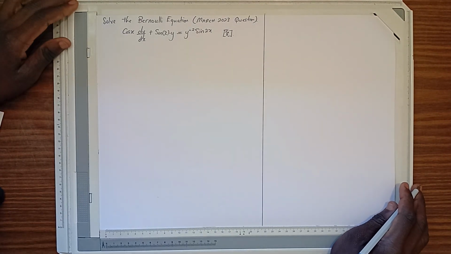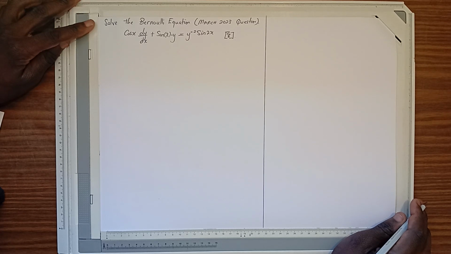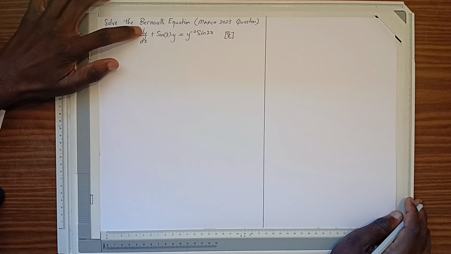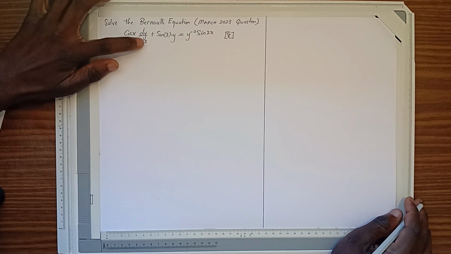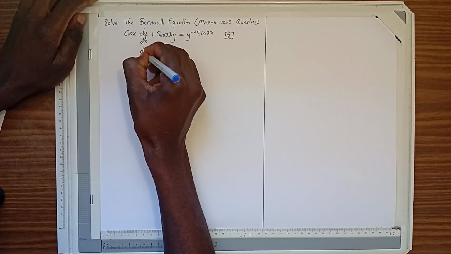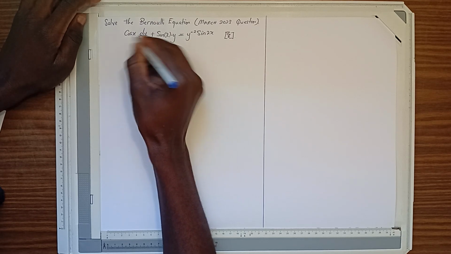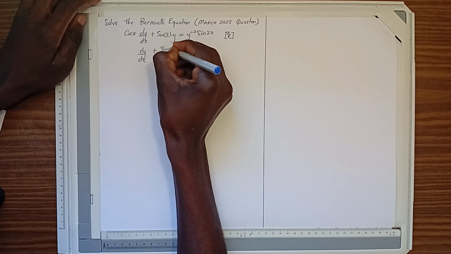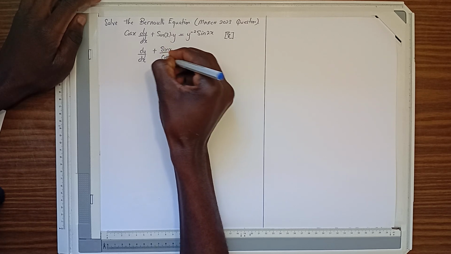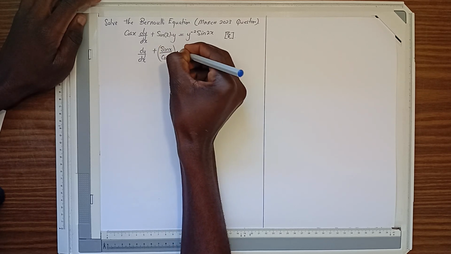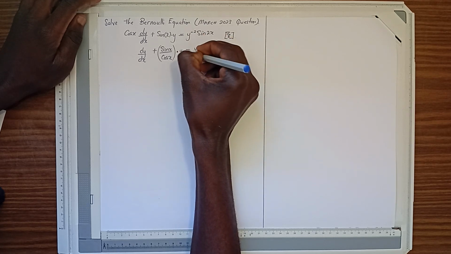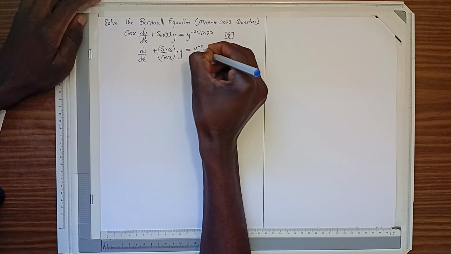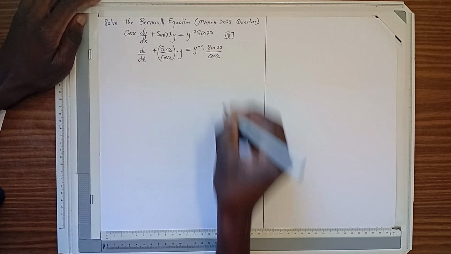So we know that for a Bernoulli question, first we have to make the coefficient of dy over dx 1. So we divide dy over dx by cos x throughout. Here we say plus sine x over cos x times y is equal to y to the negative 2 times sine 2x over cos x.